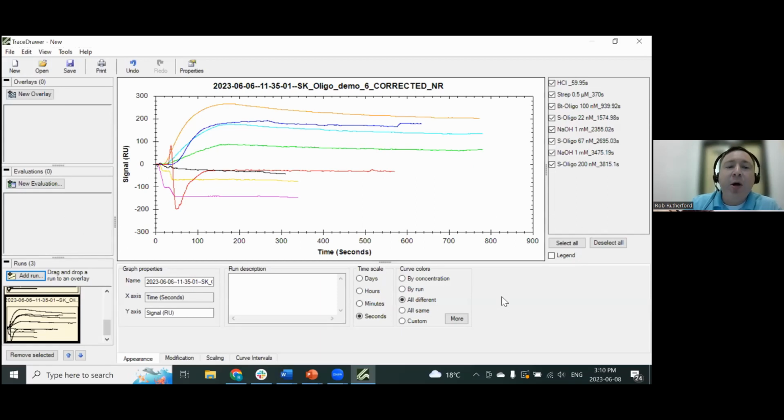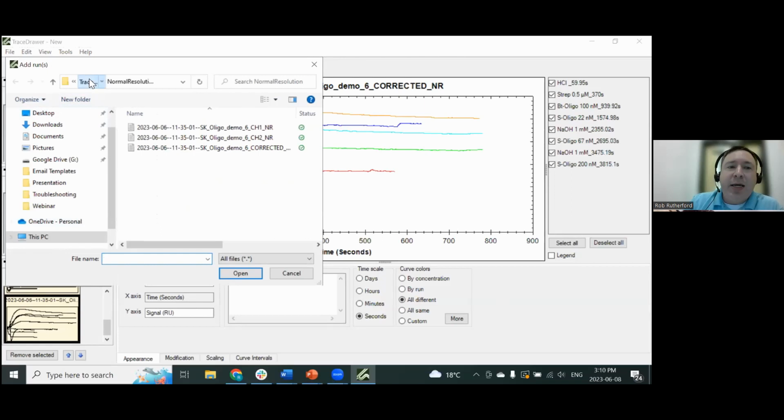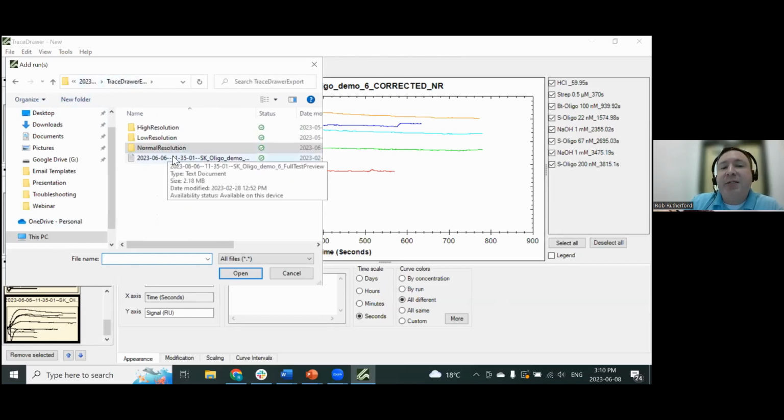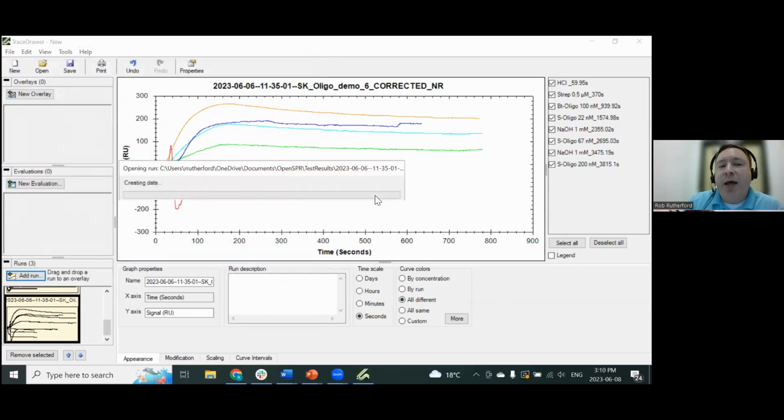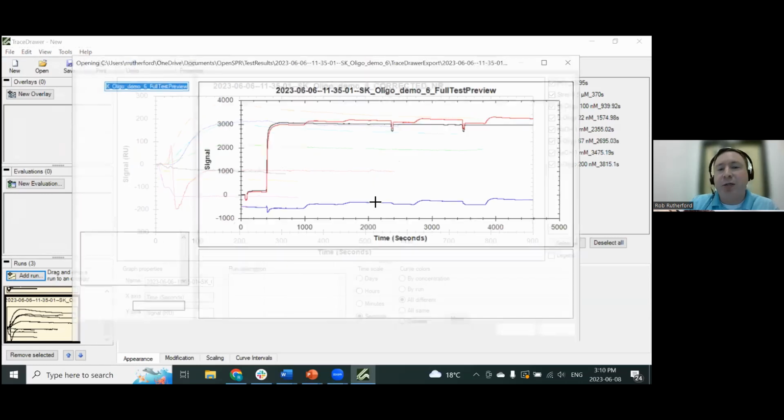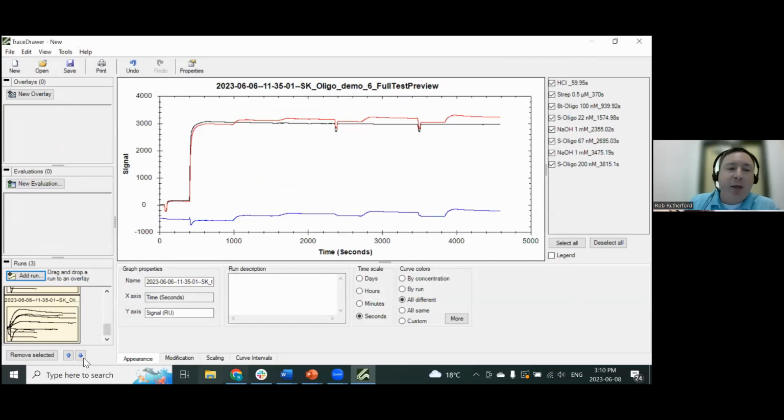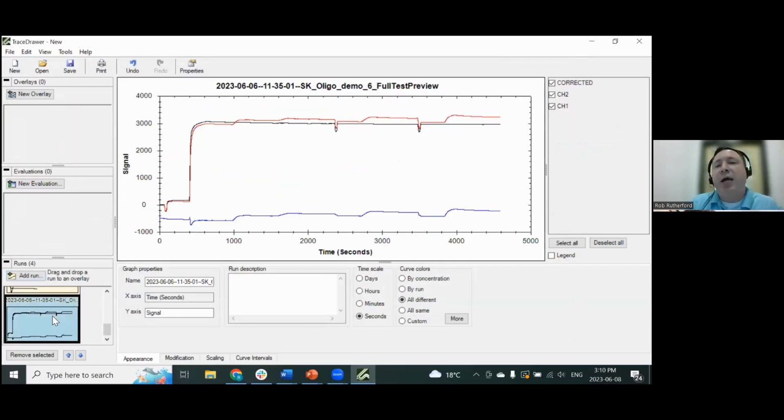So before we go into specifics, the last one that I also like to load is your full test preview. This is the file that's underneath your 3 different resolutions. If you click on that and import it into TraceDrawer as well, we'll click OK. The reason that I like to look at the full test preview is because, if you look here, you can see everything that happened throughout the course of the test from start to finish.